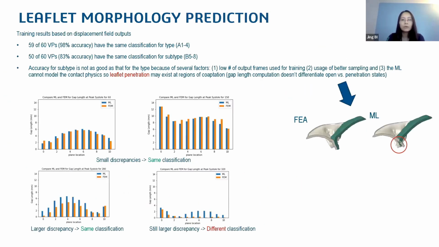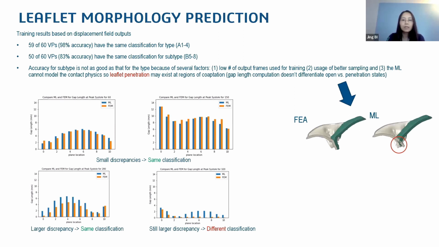The training results based on the displacement field output showed that 59 out of 60 virtual patients, which is 98% accuracy, have the same classification types for type A1 to A4. Additionally, 50 out of 60, which is 83% accuracy, have the same classification for subtypes B5 to B8.